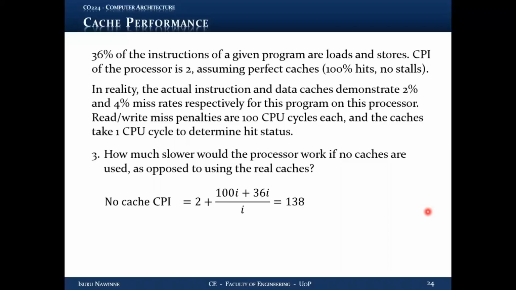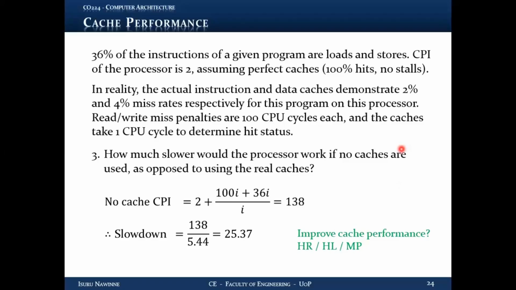If you don't have caches at all, your CPI is 138 compared to 5.44 if we have these real caches, where you have 2% and 4% miss rates. So your CPU is going to slow down by a factor of 25.37 if you don't have these caches, even the real caches, right? Okay.